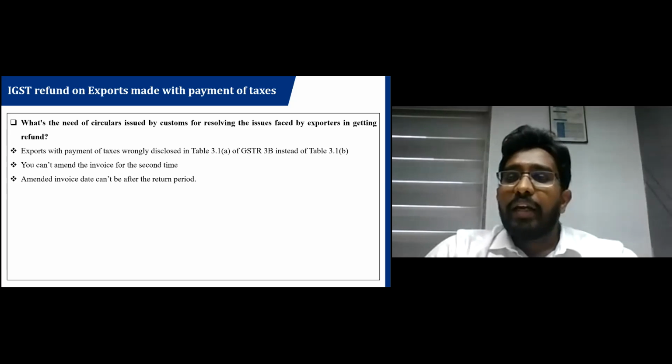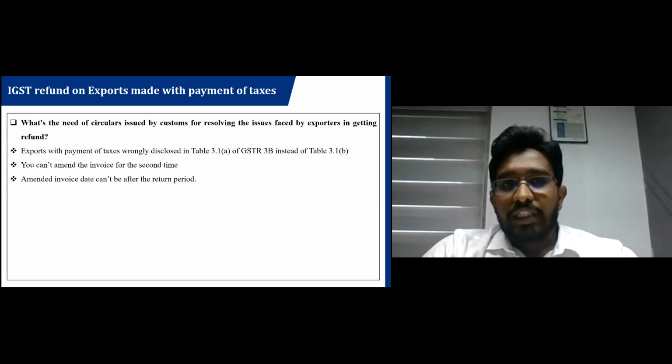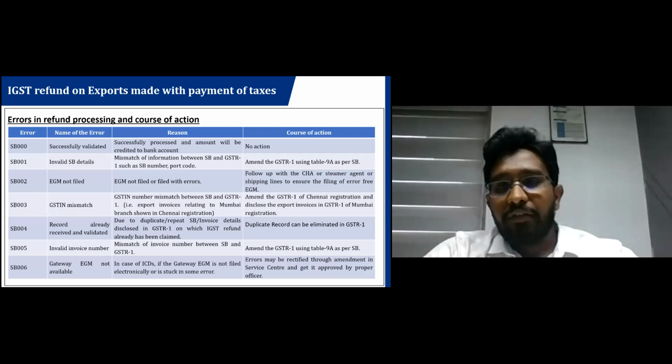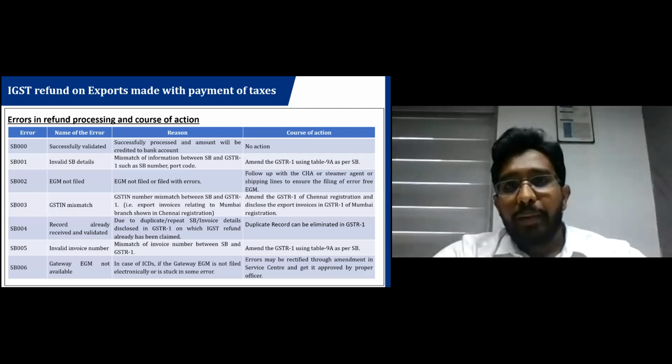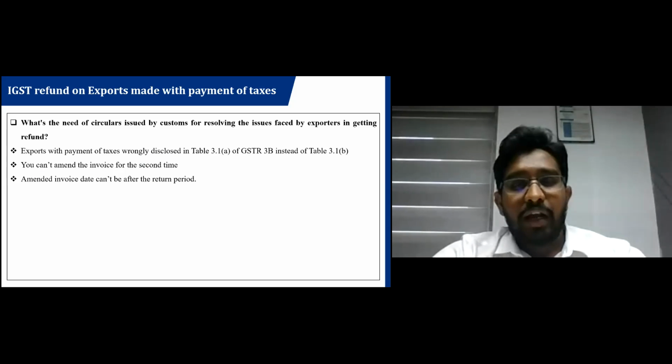Then you can take the help of customs circulars. These are the possible instances where you can take the help of customs circulars. Remaining all errors can be rectified by the assessee himself. This is the export with payment. These are all the issues relating to export with payment I come across.